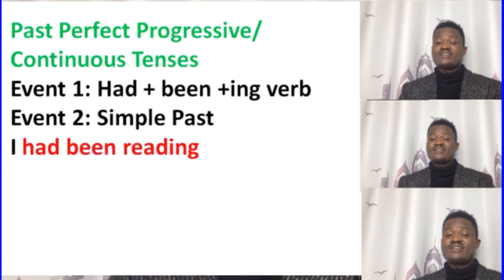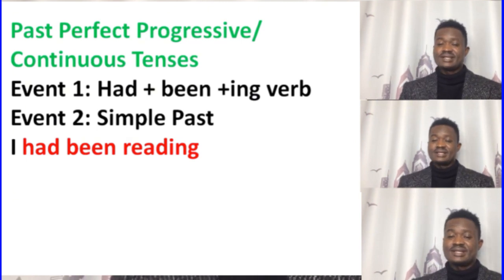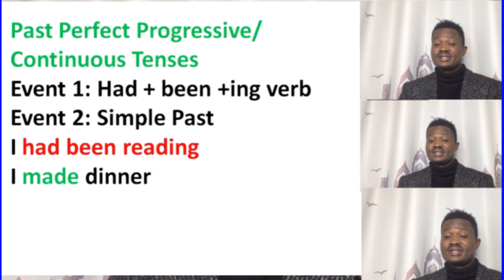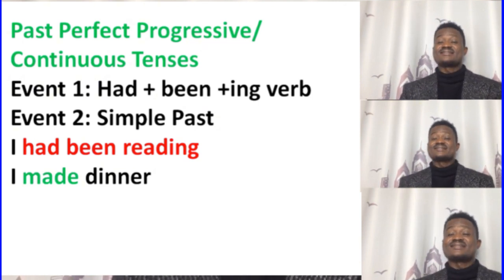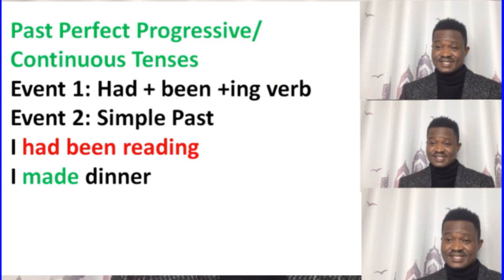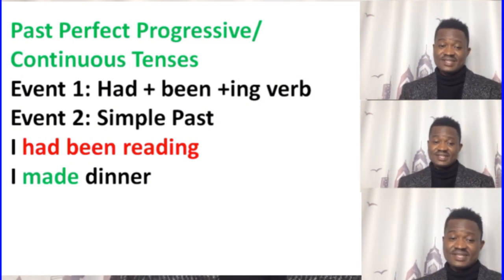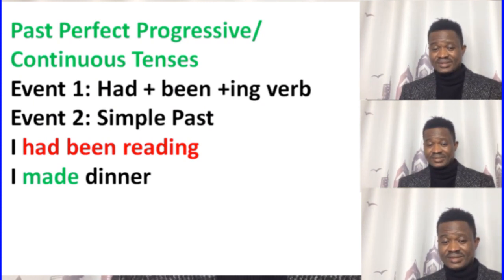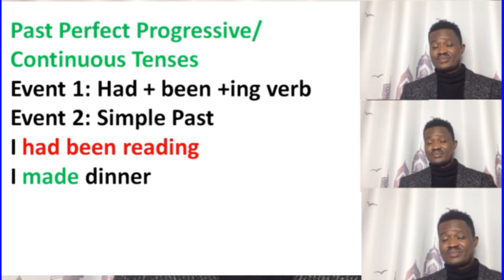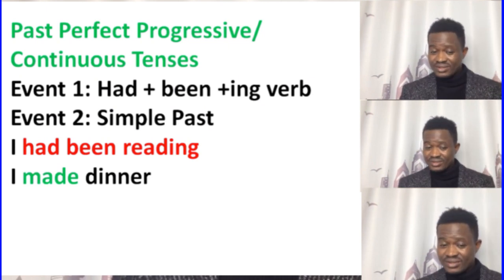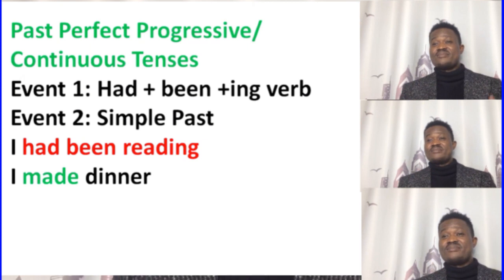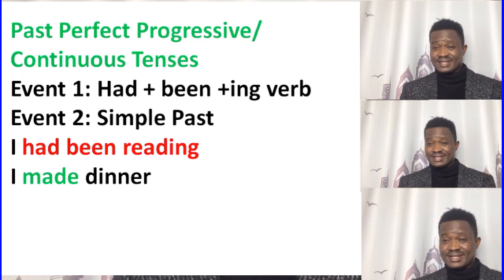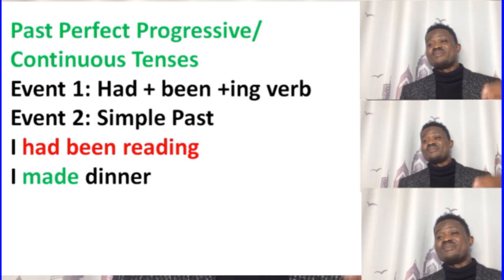I have been reading. So I have been reading is a what? Past perfect progressive. I have been reading. Right? I made dinner. That is a simple past. That is the second event. So the first event, I have been reading. The second event, I made dinner. So these are all in the past. And one of the events is in the what? Past progressive. The action is in the past and it's still going on. And the other action, I made dinner, is the action that already happened in the past.